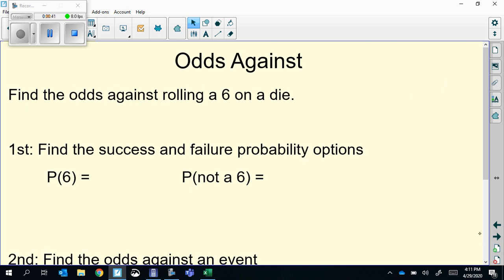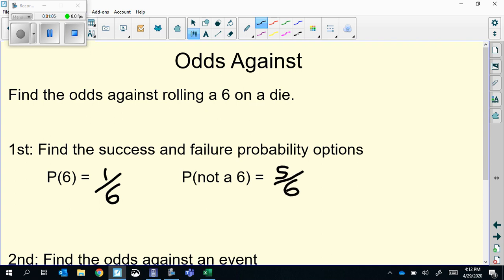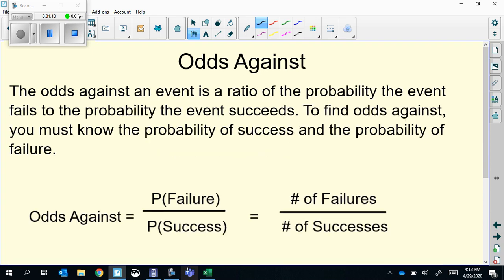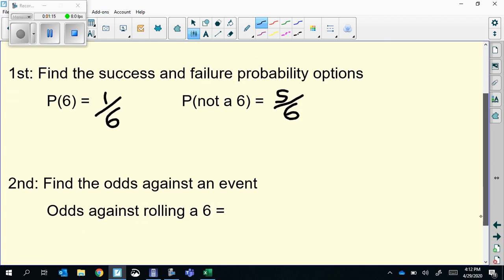To find the odds against rolling a 6 on a die, we have to look at the probability of rolling a 6 and the probability of not rolling a 6. So the probability of getting a 6 would be 1 out of 6. Only one of those 6 sides is a 6. And the probability of not getting a 6 would be the other 5 sides out of 6. So to find the odds against the event, we put the probability of failure over the probability of success. So we do failure over success for odds against.